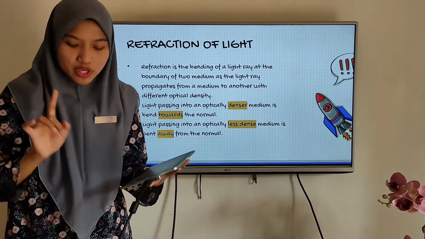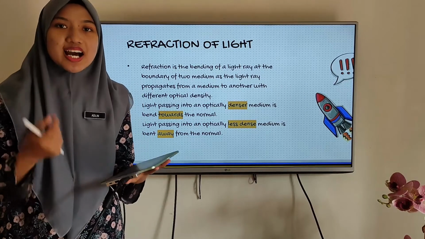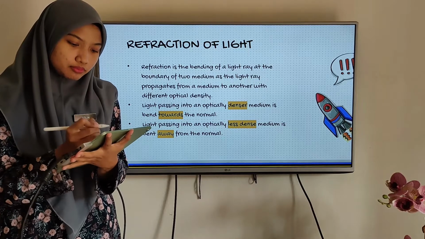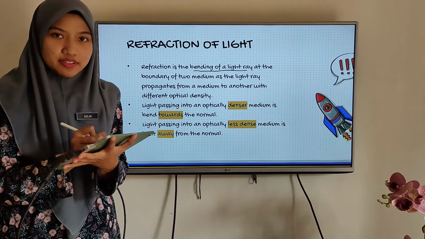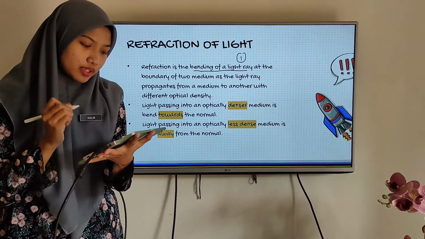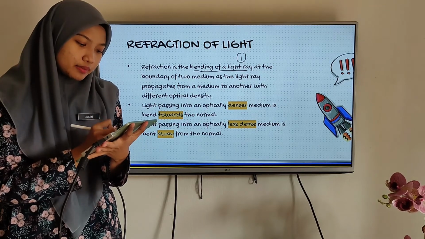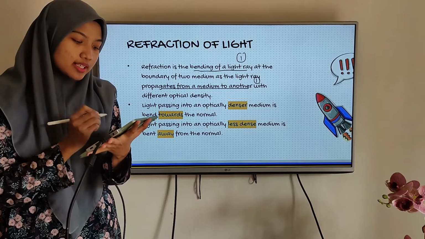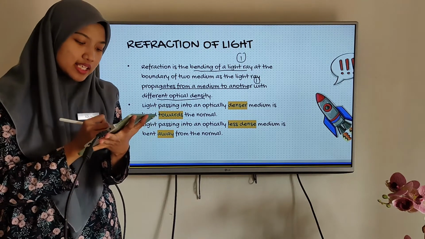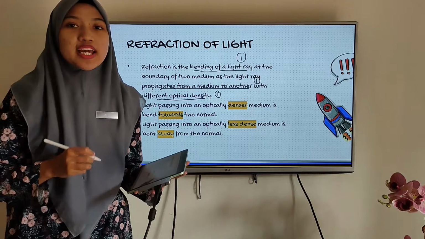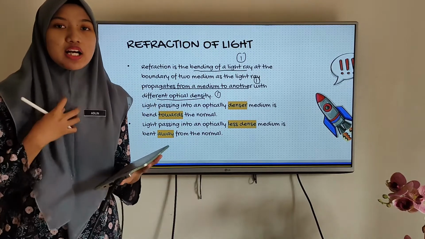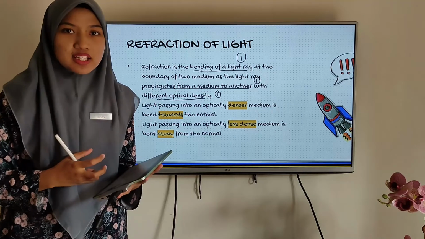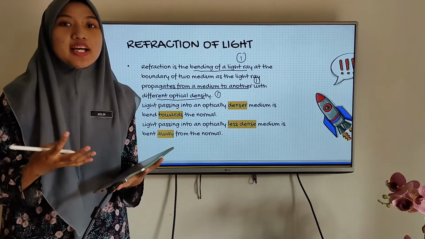The keywords here: when the question asks you what is the refraction of light, you have to state the bending of light ray, 1 point, propagates from one medium to another medium, 1 point, and different optical density, 1 point. Here you can get 3 points if the question states 3 points, but if you write it in a full sentence, you can also get full marks.